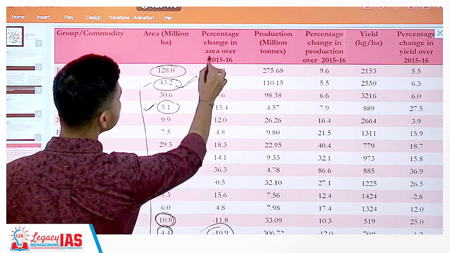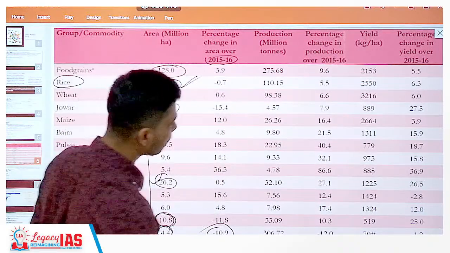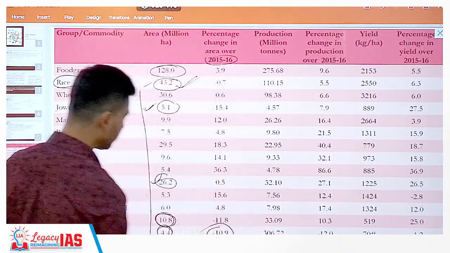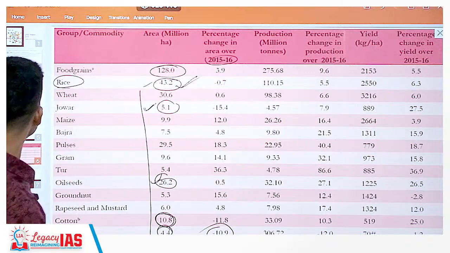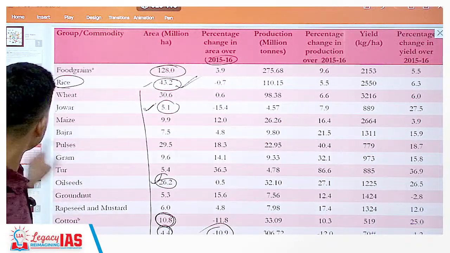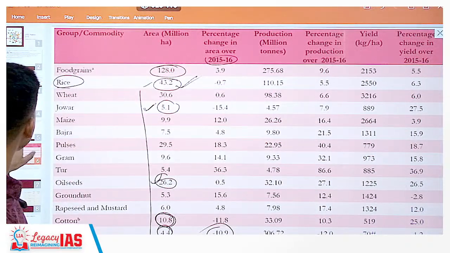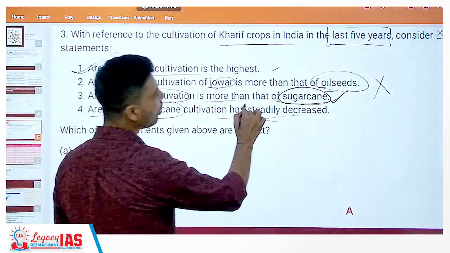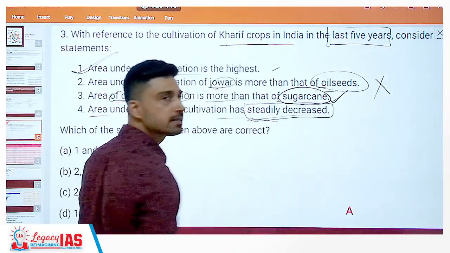From 2015-16 we have an increase, but in the early years there is no such evidence of a decrease as such. So what we can say is happening is that the area under sugarcane cultivation has decreased, but it has not decreased steadily. That is what makes this statement incorrect.